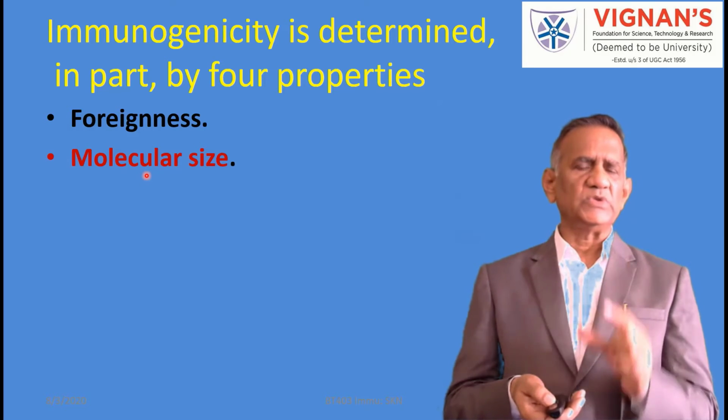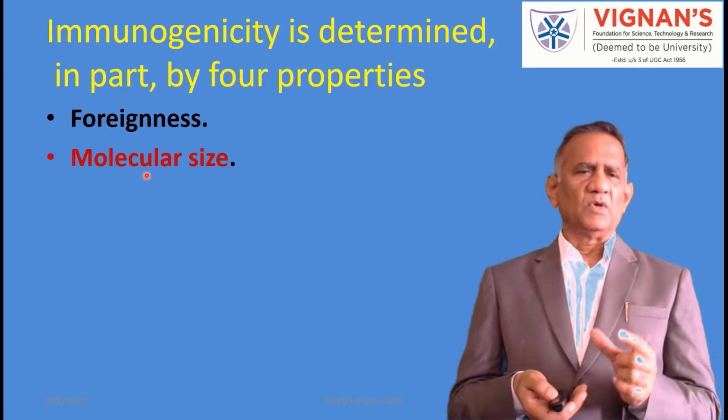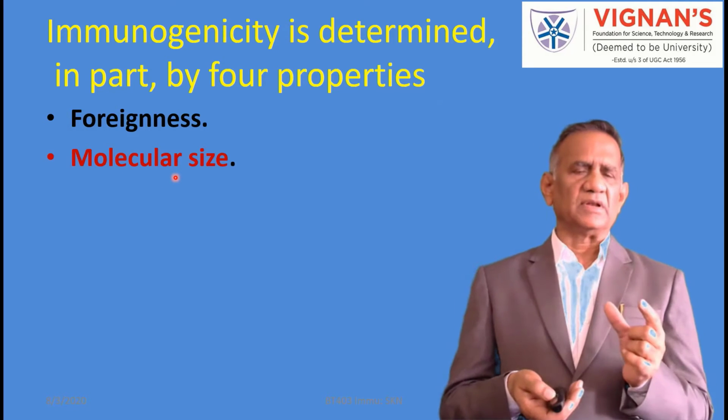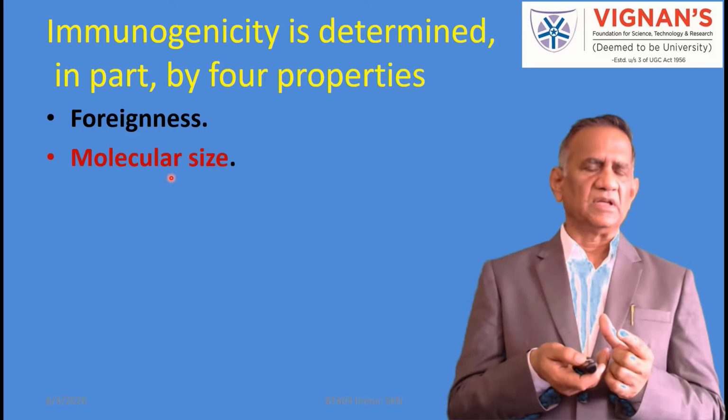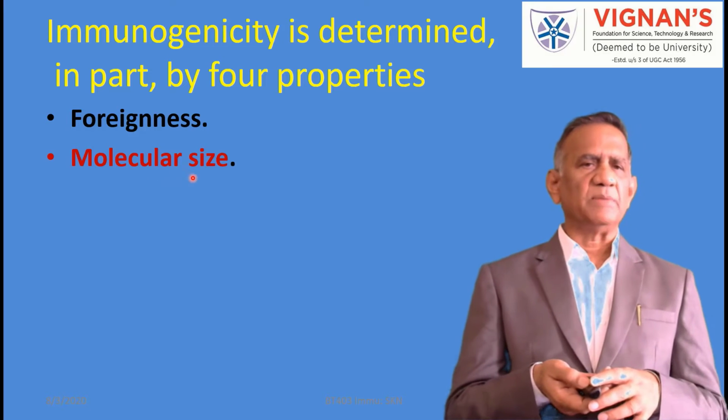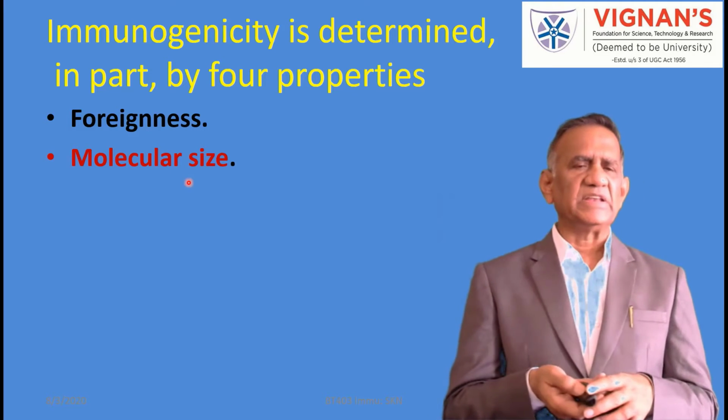Take insulin. Earlier, we used to have insulin from bovine. We used to have insulin from pig. And insulin's molecular weight is 5,000. They are not causing antigenicity. Now we are having insulin from the human. So that's how molecular size plays an important role in determining the antigenic feature.